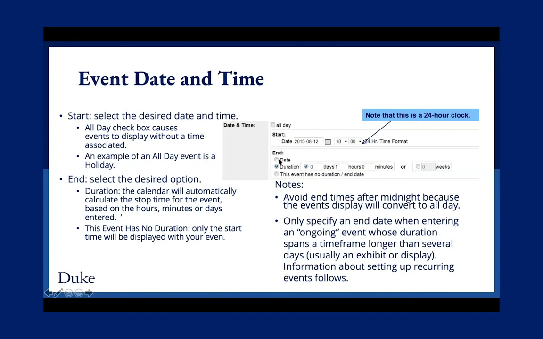You'll use an end date mostly for exhibits. Those are things that you'll click ongoing at the bottom. The duration will automatically calculate. The things that have no duration or end date are things like performances, where you don't want people to come partway through. Note, avoid end times after midnight. If you're not a student group, you might not ever have this situation, but if it went over the midnight hour, it would convert on the way it displays in the calendar to show all day. That's confusing.